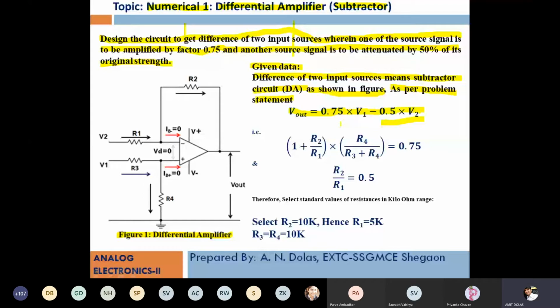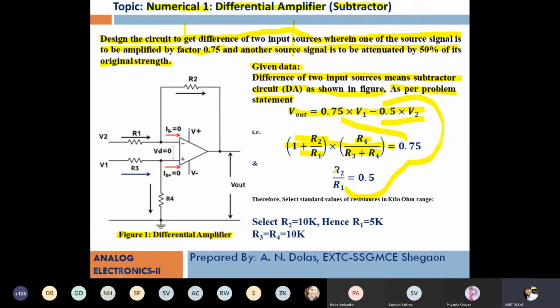So putting in the values, what is the multiplier of V1? The multiplier of V1 is the non-inverting gain, that is 1 plus R2 by R1, multiplied by the attenuation factor, that is R4 upon R4 plus R3, which is equal to 0.75. And for V2, I'm interested in 0.5, which is of course the inverting mode of operation. In the inverting mode of operation, the gain of V2 will be R2 by R1. So the ratio R2 by R1 will be 0.5.